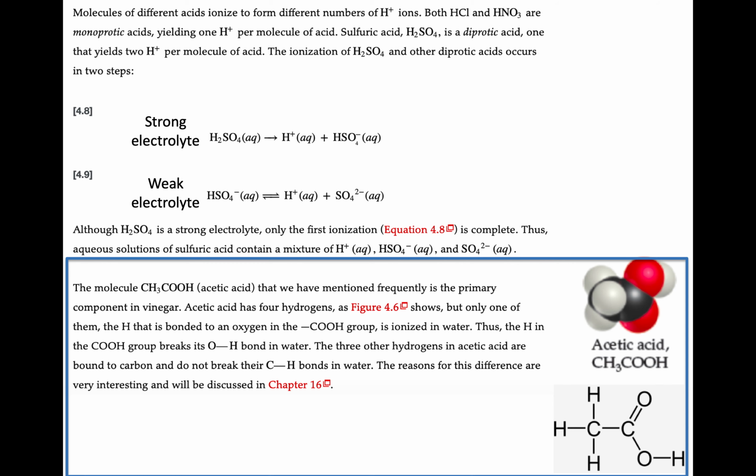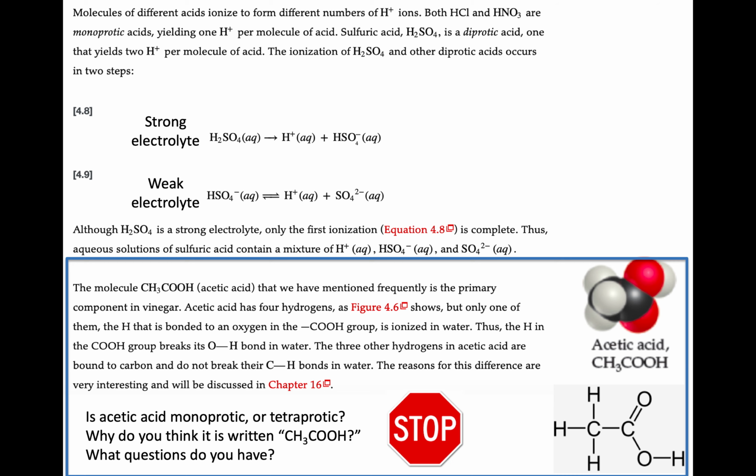At the bottom, we have a description of a common acid, acetic acid. So it's an acid you might have heard of before. It's a primary component in vinegar. We have a formula listed. I show two different figures. Based on that description, would you say acetic acid is best described as monoprotic or tetraprotic? Why do you think it's written CH3COOH? And what questions do you have based on information on this slide? Pause the video. Please respond.